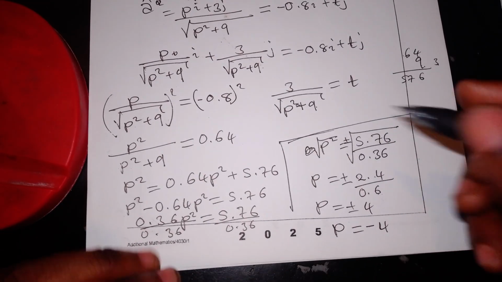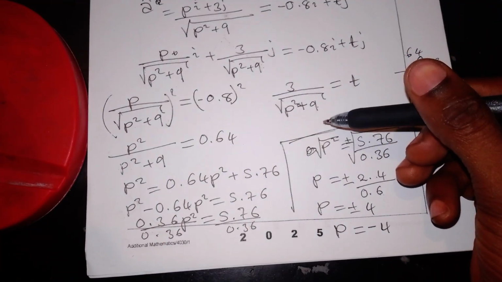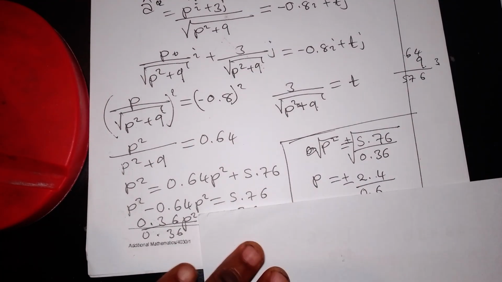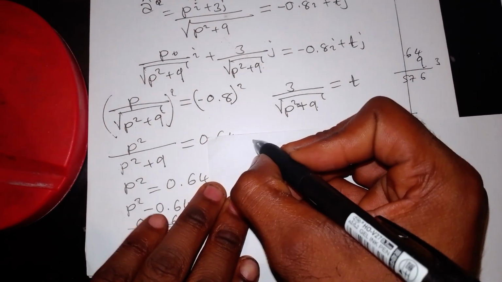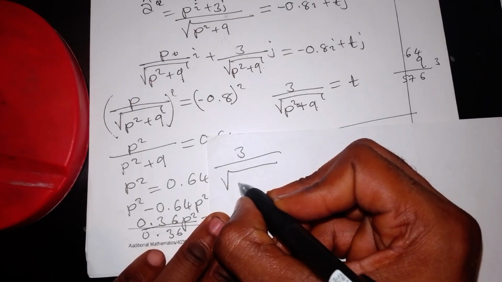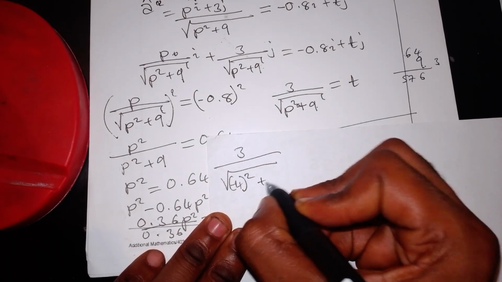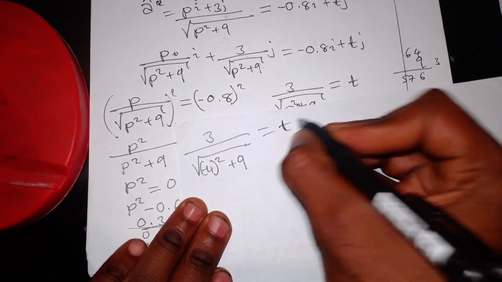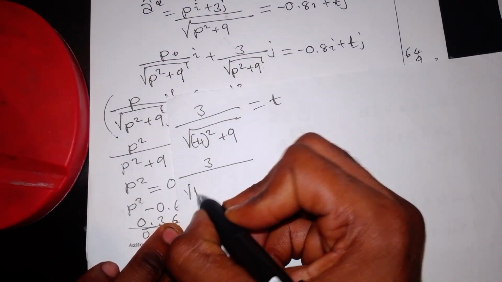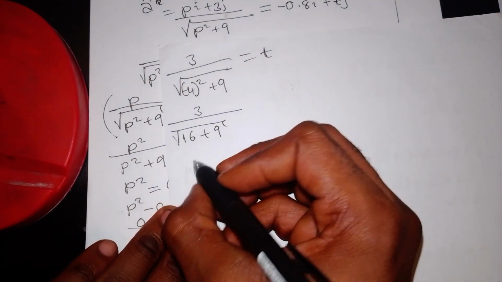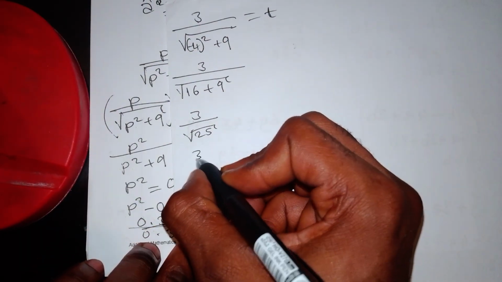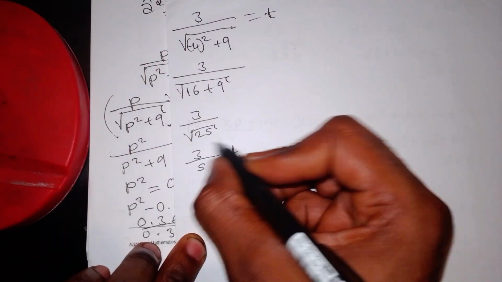And then now you can use this equation to solve for t. So to do that, you can just say 3 over the square root of (-4) squared plus 9. This is equal to t. And then you have 3 over, this will be 16 plus 9, which will be 3 over the square root of 25, which will be 3 over 5. So this is your t.